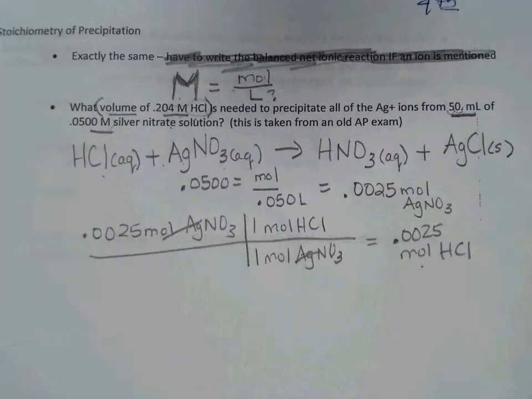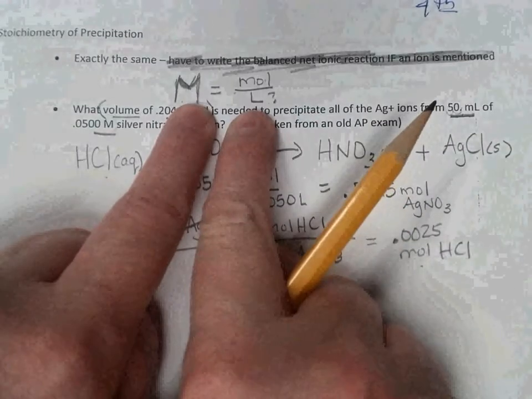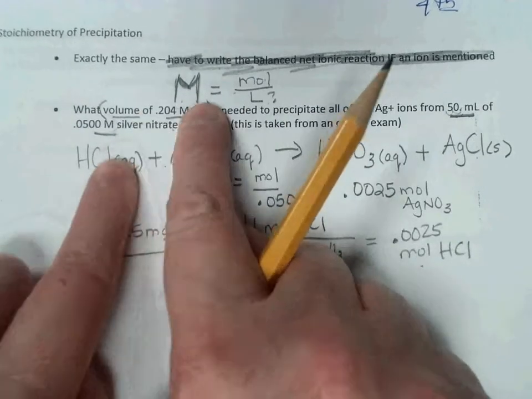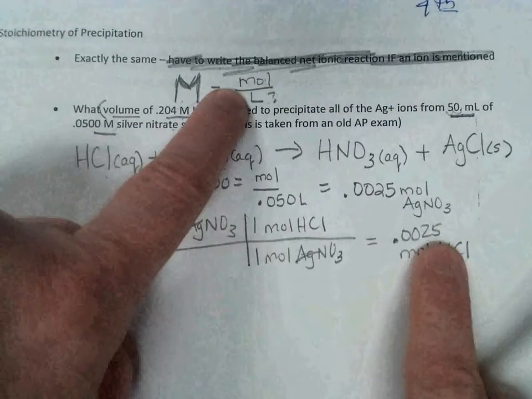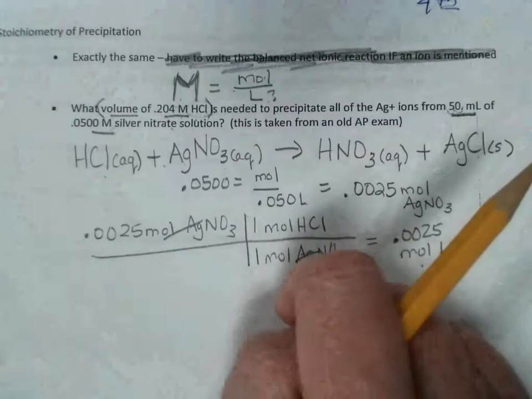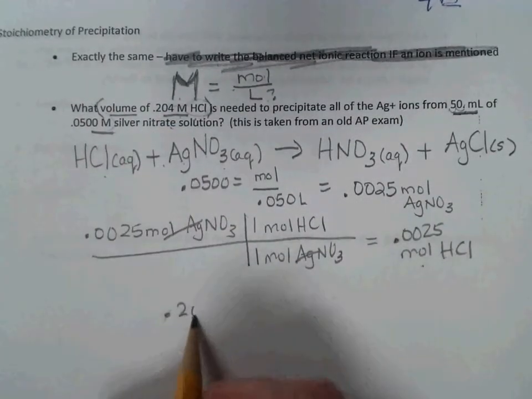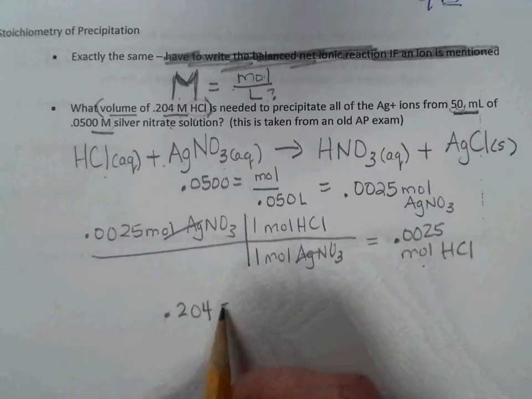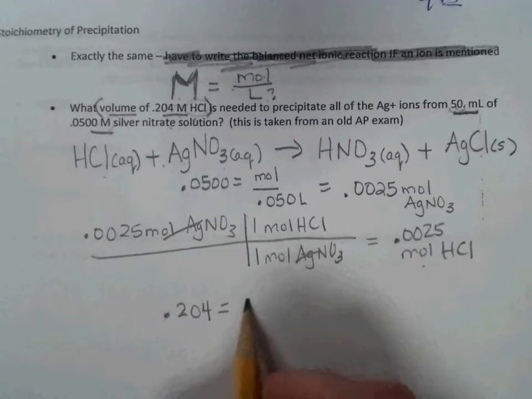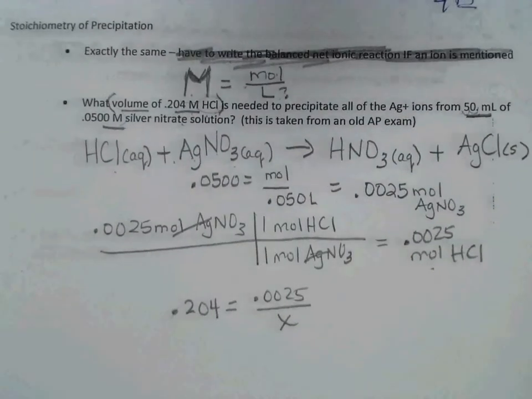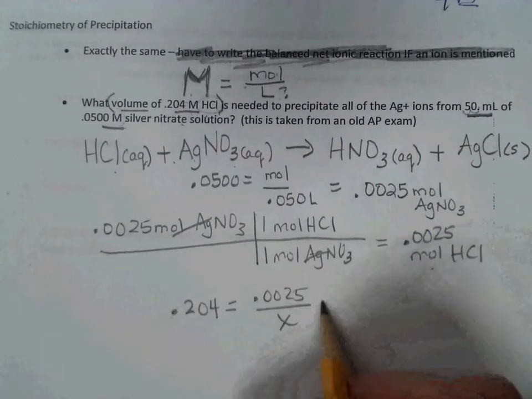Why did I have to find moles of hydrochloric acid? Why did I have to do that? So I can find the volume of it, right? Because now I know the molarity from the problem. I found the moles from stoichiometry, so now I can find the volume, okay? And the molarity from the problem was 0.204, okay? My moles were 0.0025, and then the volume is unknown, correct?